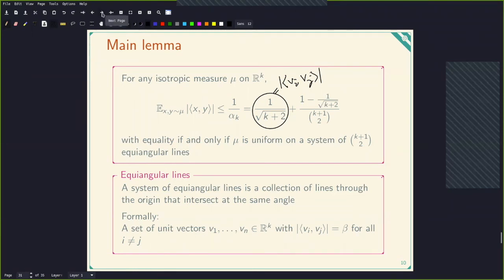Last comment is everything we said also works over the complex numbers, except there you're dealing with systems of equiangular lines over the complex numbers, which can have size at most k squared. And these numbers change a bit. For instance, the k plus 1 choose 2 turns into a k squared, and the 1 over square root of k plus 2 turns into a 1 over square root of k plus 1. But then everything goes through, and again, we get equality if these systems exist. And we know that these systems exist for many, many k over the complex numbers, possibly all of them.